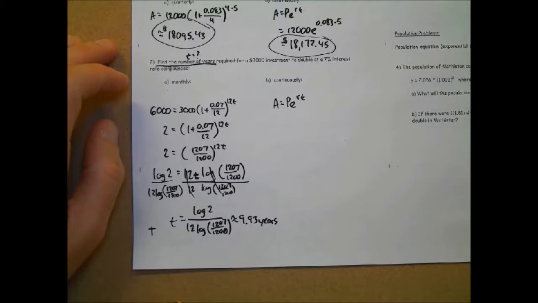How'd you type the last one in? Like the whole thing, you mean? Yeah. So log of 2, close parenthesis, divide by, and then I opened a new parenthesis because it's the denominator. Okay. New parenthesis, and then 12 log, and then 1207 over 1200, close parenthesis.